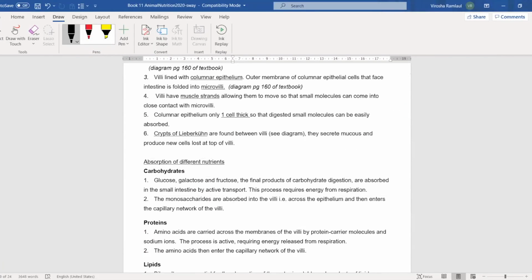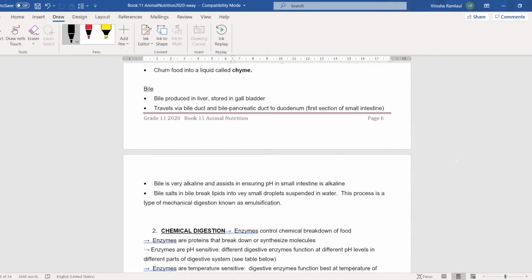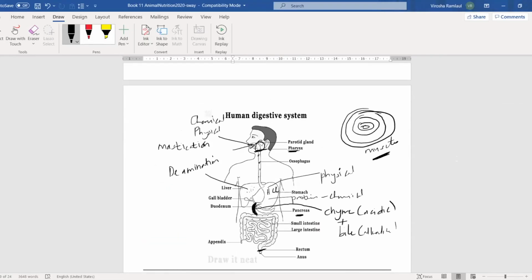So I'm going to go back to my diagram. So we've done the mouth, we've done the esophagus, we've done the liver, we've done the stomach, we've done the gallbladder, we've done the duodenum, we've done the pancreas, we've done the small intestine. Make sure you know the villus.